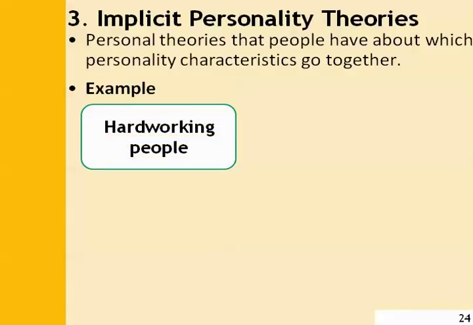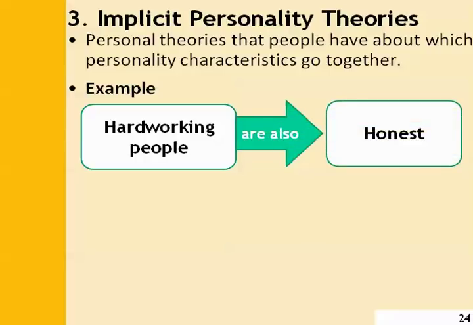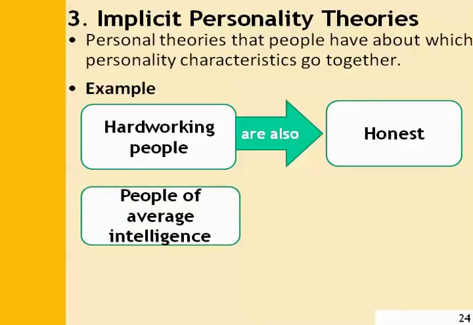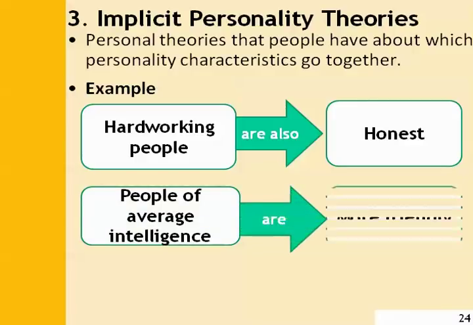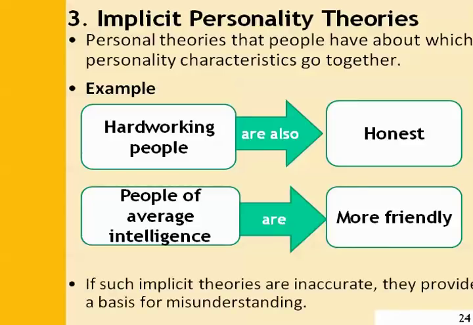Some people have theories that hardworking people are also honest. Also, people of average intelligence are more friendly. طيب ايه المشكلة في ال implicit personality theories؟ إن usually they are not accurate. يعني if such implicit theories are inaccurate, they provide basis for misunderstanding.